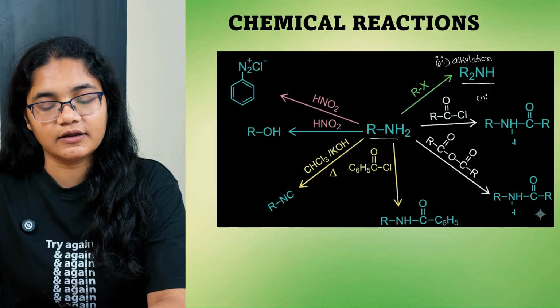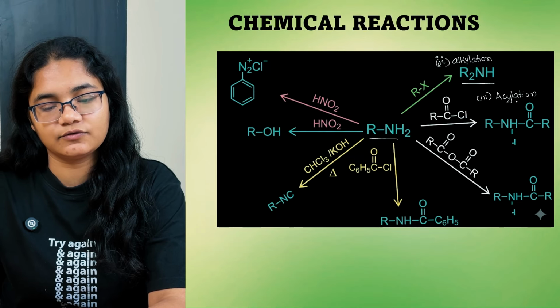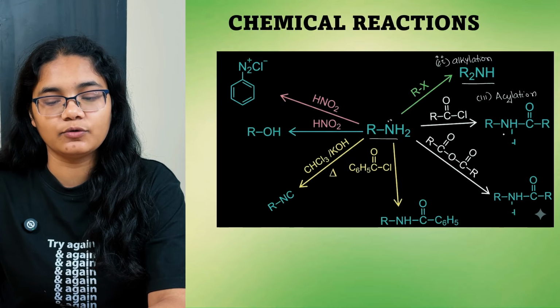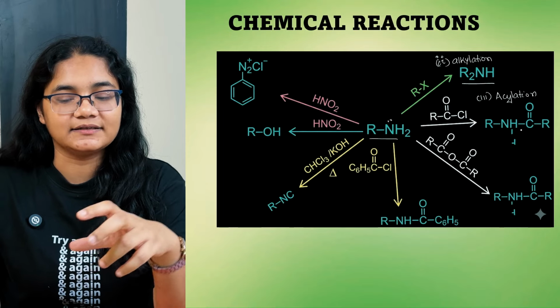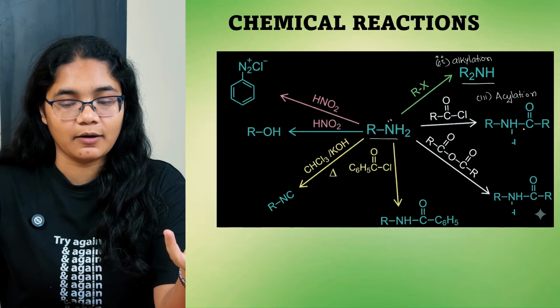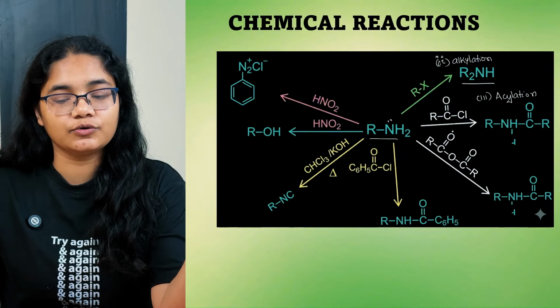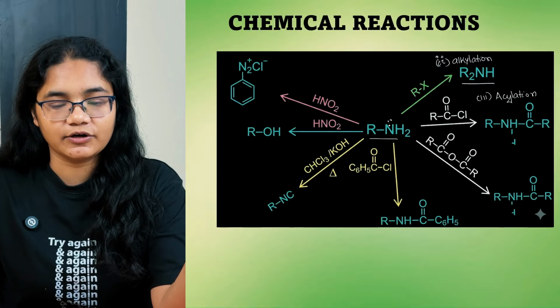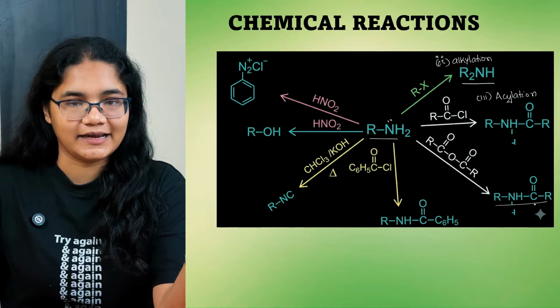Then the third one here is acylation. In acylation, the NH group reacts with the CO group, and you get RNHCOR. This is an amide group, but a substituted amide is formed. Acylation can also occur not only with acyl chlorides but also with anhydrides. If it reacts with anhydrides, you will get the same acylated product.